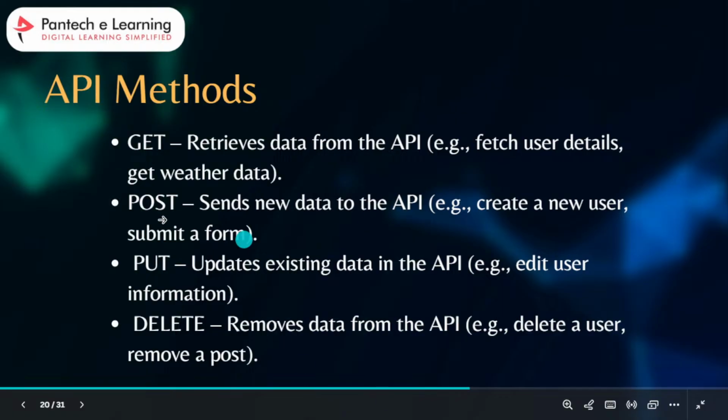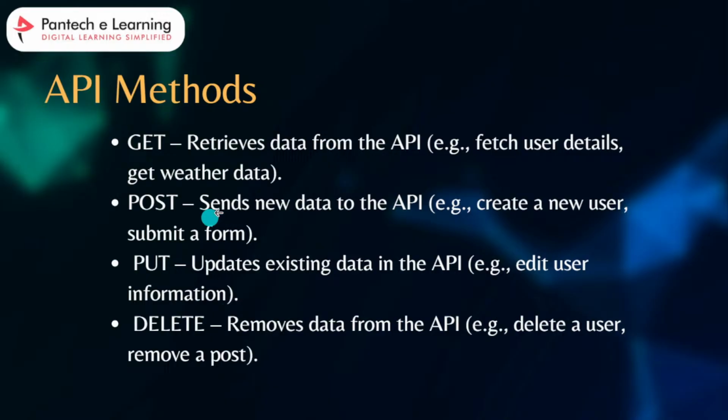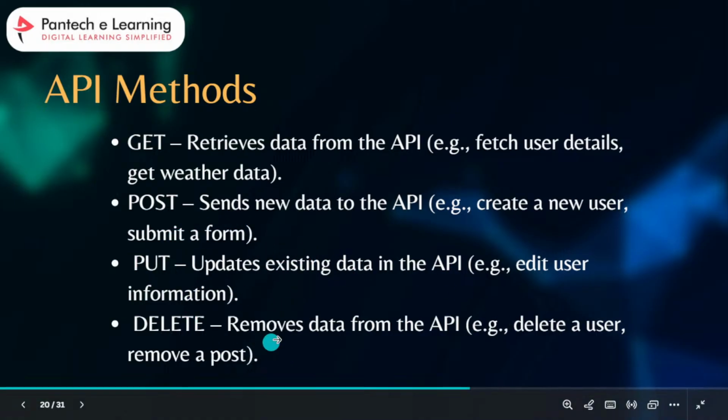I already told you the methods: GET, POST, PUT, DELETE. GET means retrieve data from the API. POST means send new data. PUT means update existing data, which is editing any data. And DELETE means remove data from the API, deleting some other data.